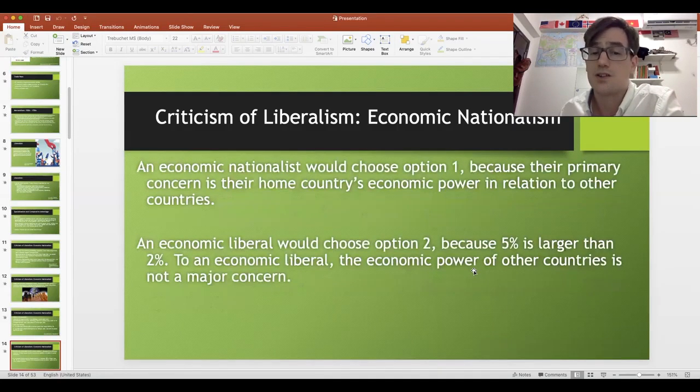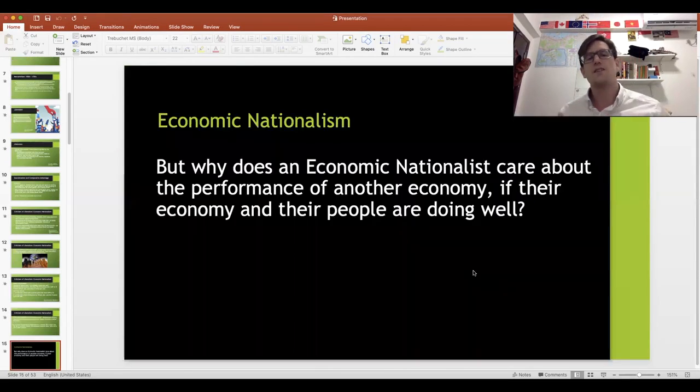An economic nationalist would choose option 1 because their primary concern is their home country's economic power in relation to other countries. An economic liberal would choose option 2 because 5% growth is better than 2% growth. To an economic liberal, the economic power of other countries is not a major concern. But why does an economic nationalist care about the performance of another country if their economy and their people are doing well?